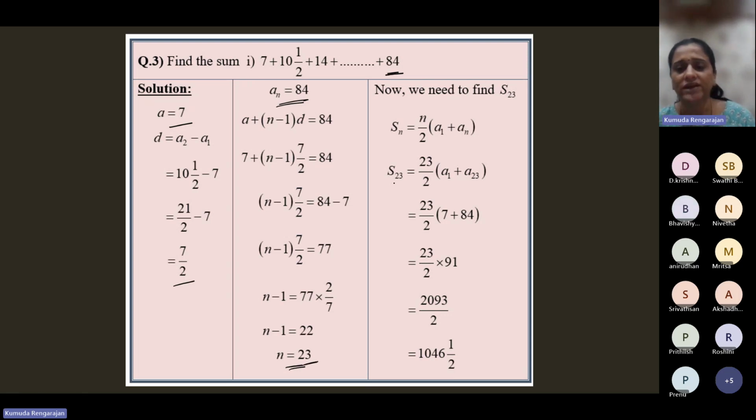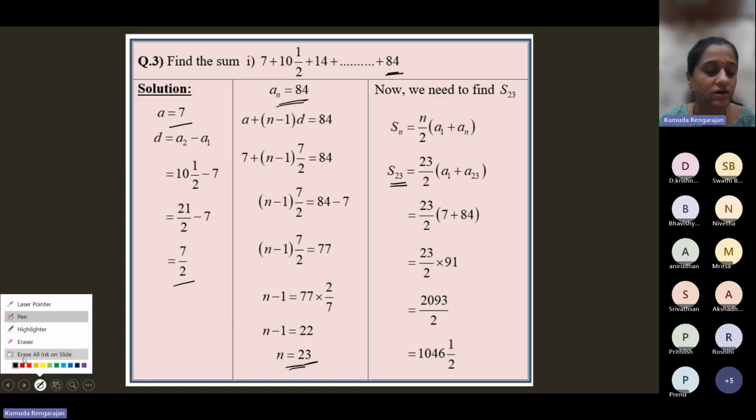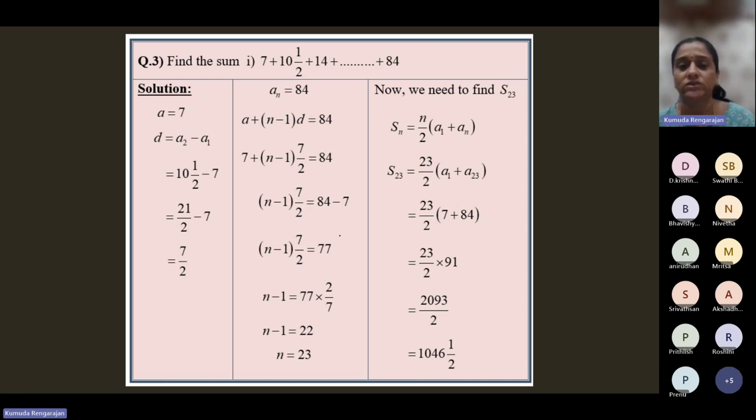So we need to find S23, which is N by 2, 23 by 2, of the first term plus the last term. So first term A1 plus the last term, which is A23. On substituting and calculating, we get 1046.5. Any questions? Any doubts with regard to this answer, children?